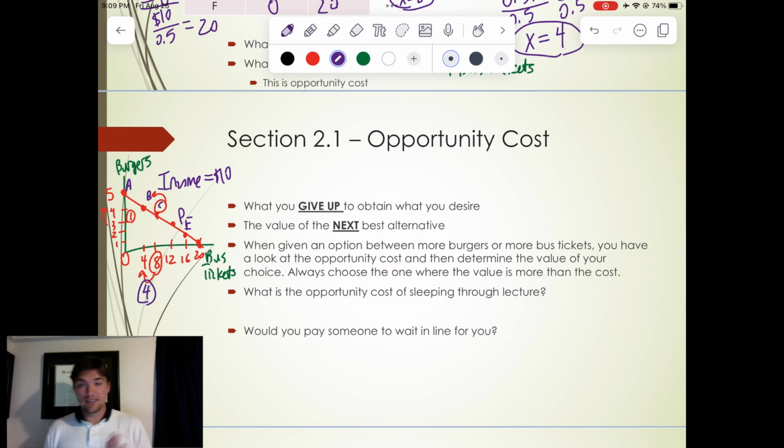So opportunity cost is the value of the next best alternative, the one that you didn't want to do, the one that was second best. How much is the value of that? That's what we're trying to do.